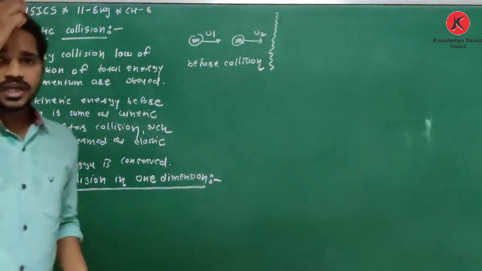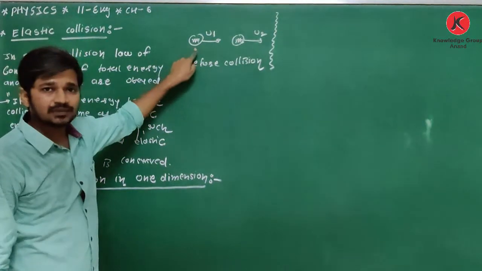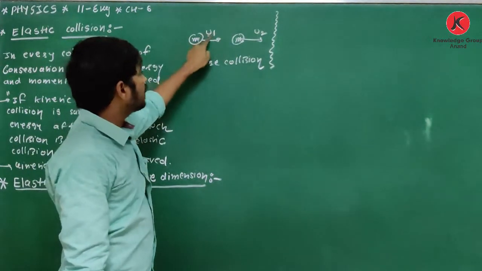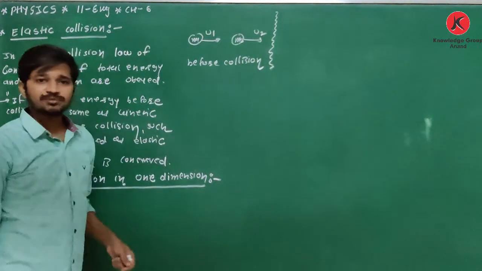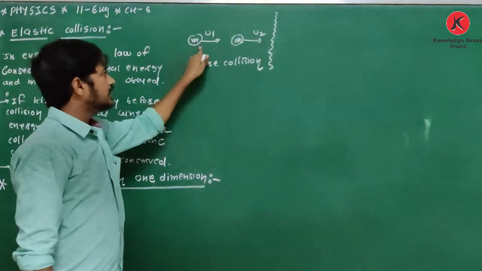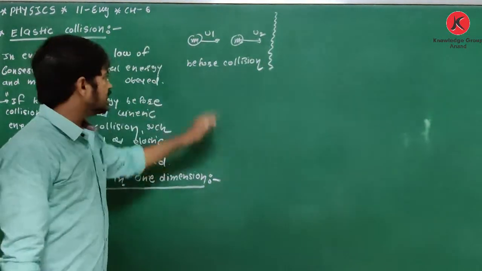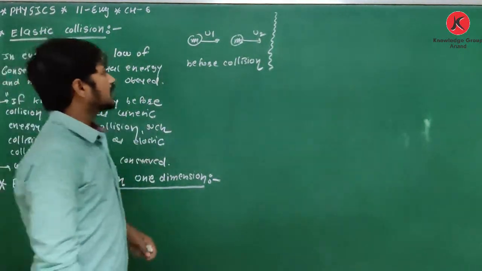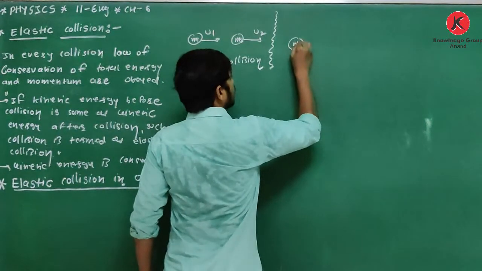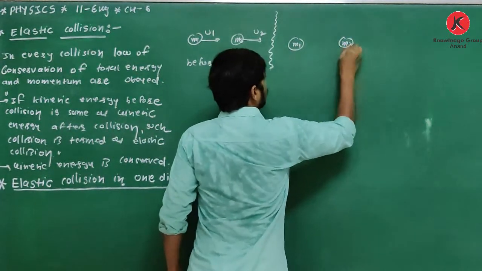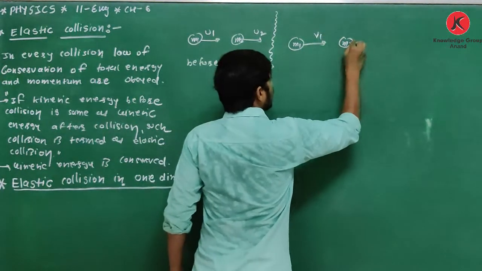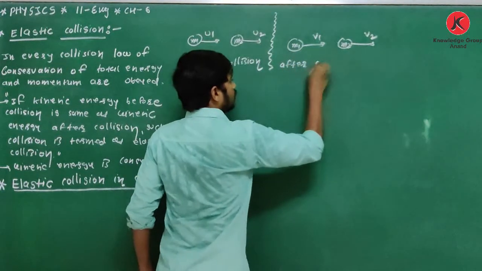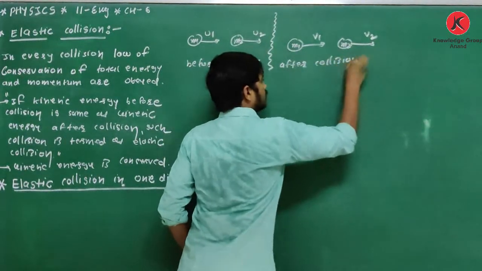Clear about this? We have two spheres, for example, having masses m1 and m2. They are moving with speeds u1 and u2. So this situation is before collision. If u1 is greater than u2, then obviously m1 and m2 will collide with each other. Let their speeds after collision be v1 and v2. This situation is after collision.